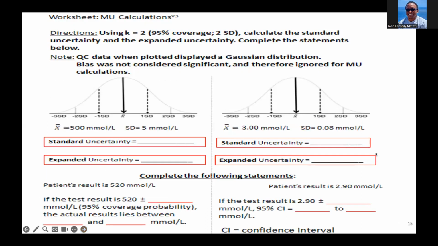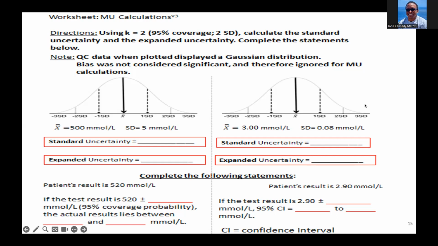And so we're going to debrief that worksheet. We had 2 calculations or 2 examples to do, right? And the directions were, using a factor of 2, which represents your 95% confidence limits, calculate the standard uncertainty and the expanded uncertainty and complete the statements below. There was just a little note saying that when QC data is plotted and displays a Gaussian distribution, bias is not considered significant here, because there was a general Gaussian distribution.